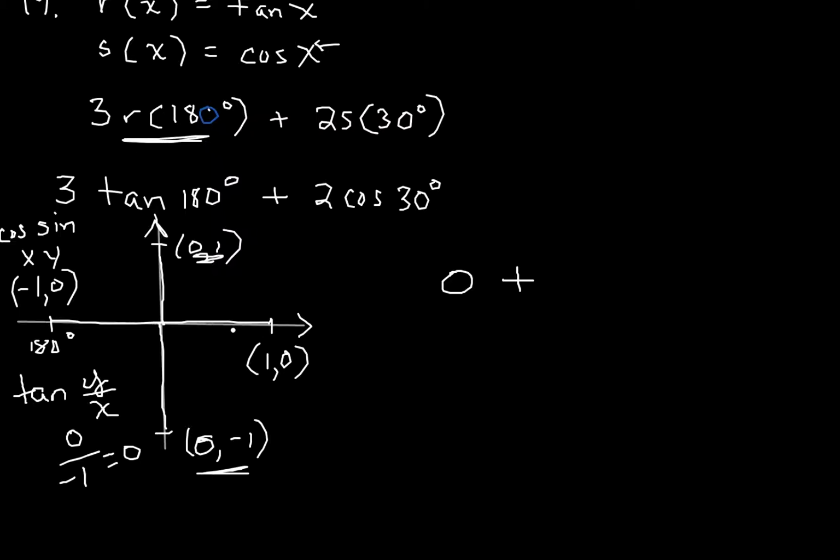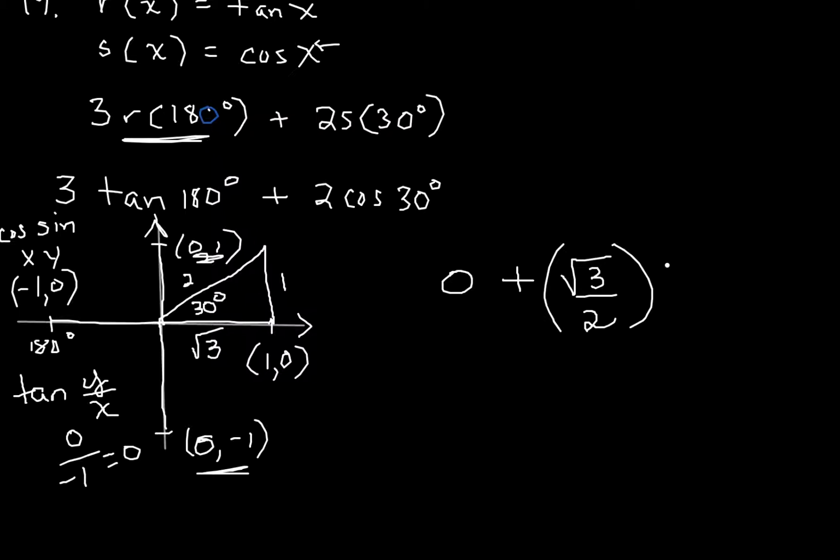Now we need 2 times the cosine of 30. So let's make, that's not very good 30, but it's going to do. So we do 1, 2, √3. Cosine would be adjacent over hypotenuse. So square root of 3 over 2. And this is times 2. These cross out, so your answer is √3. Yeah, a little tricky. We'll probably come back to this.